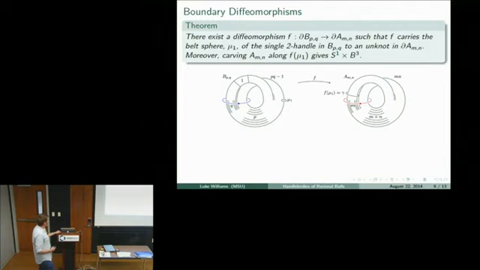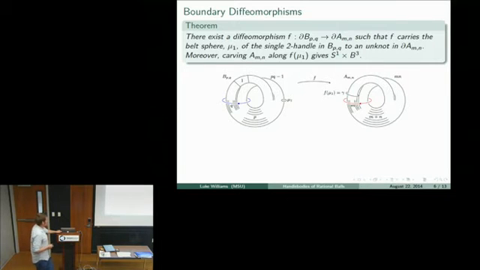So the theorem that we have here is that there exists a diffeomorphism F from the boundary of B_{p,q} to the boundary of A_{m,n}. And of course, there's no new content there, but the interesting piece here is that we can arrange it so that F carries the belt sphere of the single two-handle in B_{p,q} to an unknot in A_{m,n}. And in fact, we can further arrange it, I haven't written it here, so that a zero-frame push-off is taken to a zero-frame push-off over here.